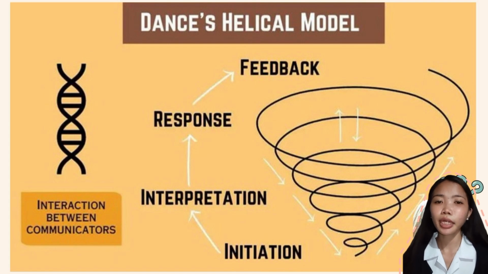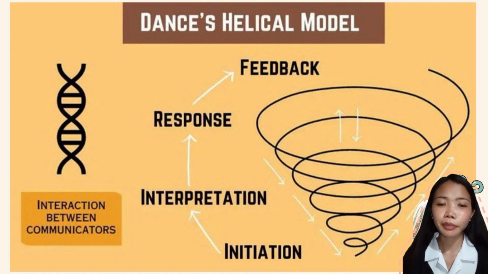Now, imagine a helix, like a spiral staircase, representing the continuous and dynamic nature of communications. The helix has two intertwined strands, symbolizing the interactions between communicators. Along the helix, there are four key points: annotations, interpretations, response, and feedback.